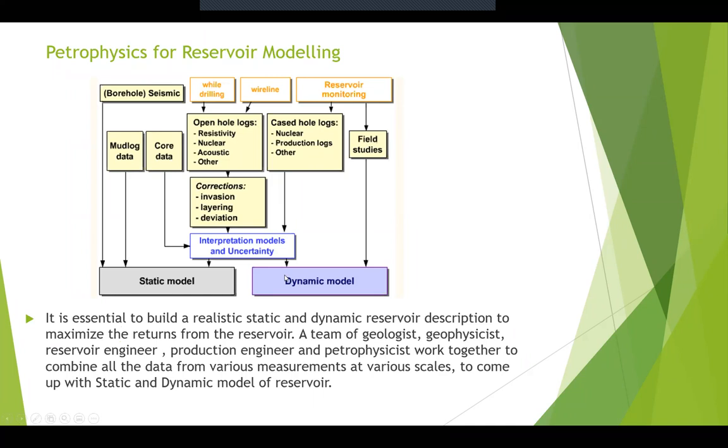So at the end of the day, each operating company needs to build this static model and dynamic model for each producing field. And we can see now the contribution of the petrophysicist in this model, because this is what we call a multidisciplinary model or work. To build this model, we need geologists, geophysicists, petrophysicists, production engineers, and reservoir engineers to get this static and dynamic model. And the contribution of the petrophysics, you can see it here. It's contributing to both models, static and dynamic, and to the dynamic model significantly. So the role of the petrophysics for reservoir modeling is really significant.